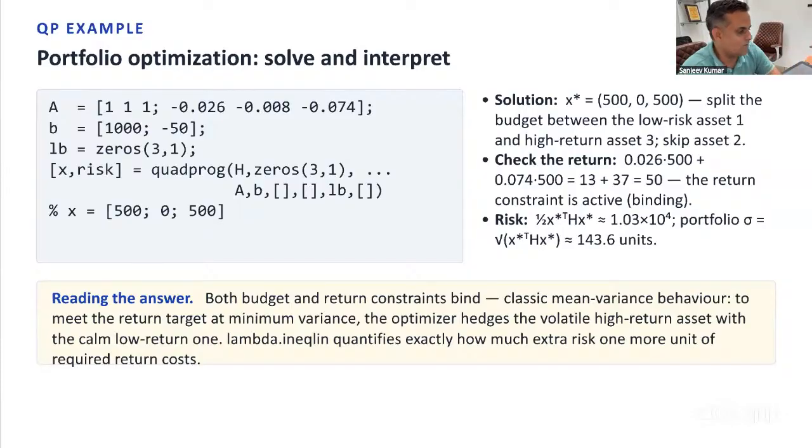Like here, I have passed it, and the answer comes out to be 500 in the first asset, 500 budget in the third asset, and 0 budget for the middle asset, the second one. Okay. So if you have all this data, you can solve that problem using quadprog.